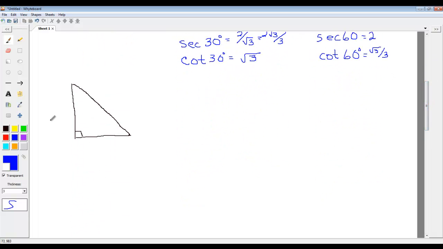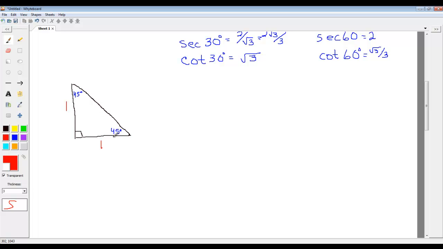Okay, so we have a right triangle here. Let's say we have one where we're dealing with these two angles are congruent. They're both going to be 45 degrees. So remember, the two acute angles in a right triangle have to add up to 90. And in this case, if these two angles are the same, then these two sides have to be the same. It has to be an isosceles triangle. So we have an isosceles right triangle here.